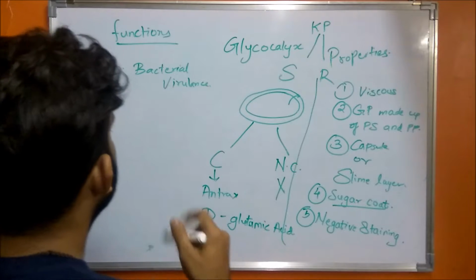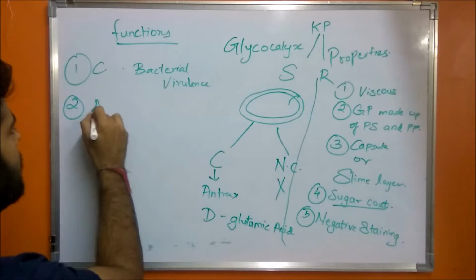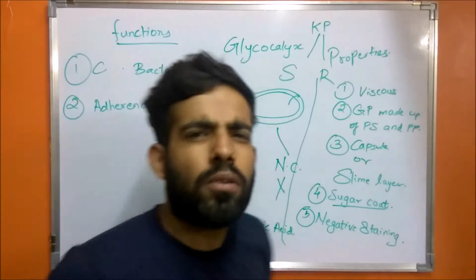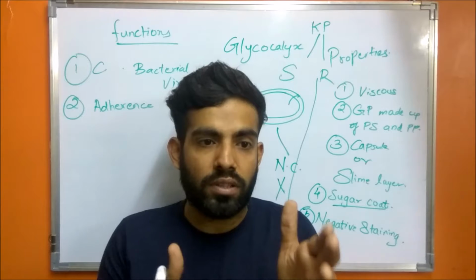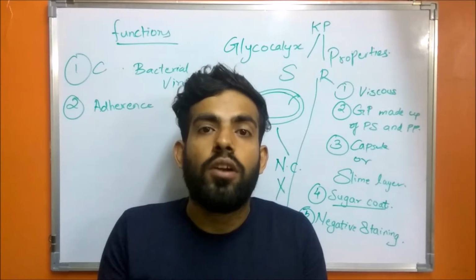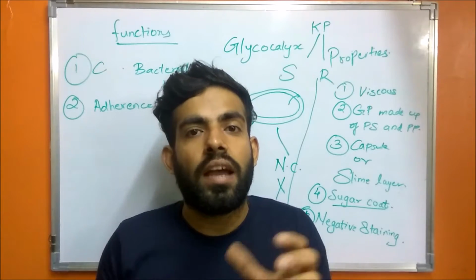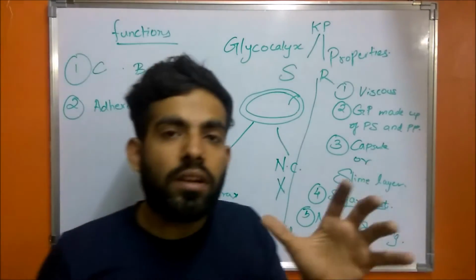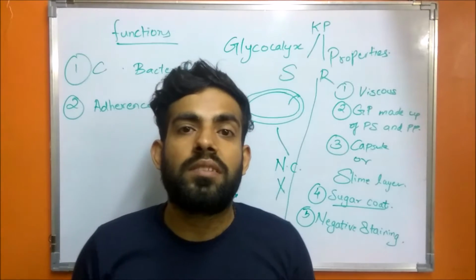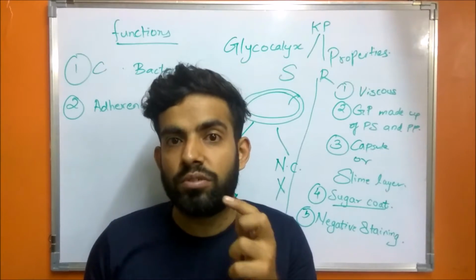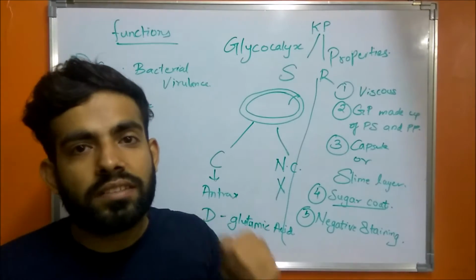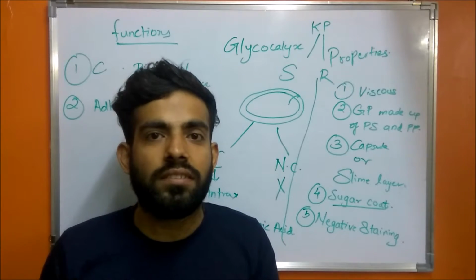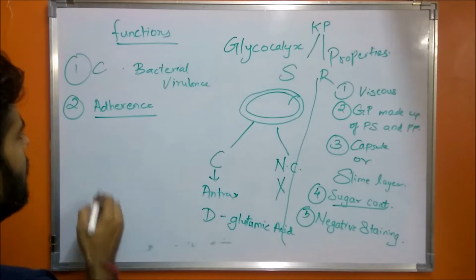The second function is adherence. For a bacteria to cause a disease, it is important for the bacteria to attach to the surface, to multiply, to colonize and cause the disease. So the glycocalyx allows the bacteria to adhere to the surface. For example, Streptococcus mutans attaches to the tooth surface via glycocalyx. This allows the bacteria to attach and cause dental caries. Okay, so this was about adherence.